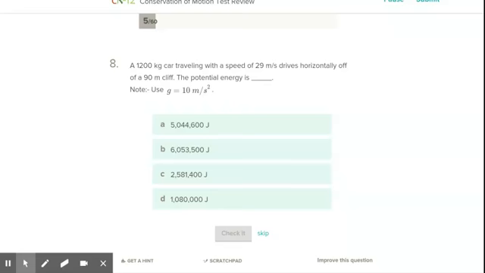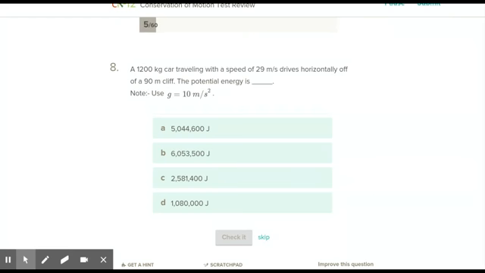All right, number 8. A 1,200 kilogram car traveling with a speed of 29 meters per second. So this is the mass in kilograms, 1,200. And then this is velocity, so you can calculate kinetic energy. And then it drives horizontally off a 90-meter cliff. Okay? So this is the height.